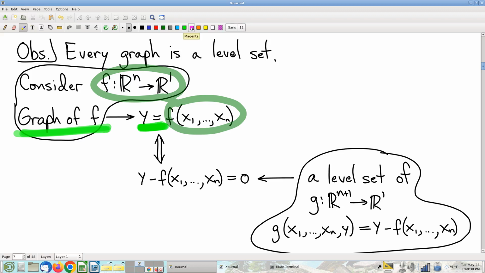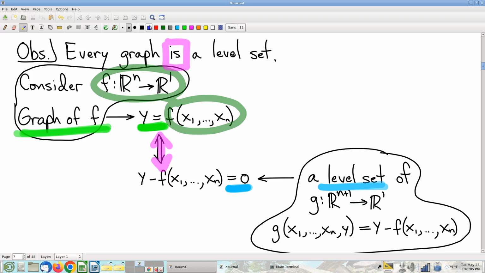Now let me be careful about this. What do I mean by "is"? I mean this algebra is equivalent to a level set. Now reminder, what is a level set? A level set is what you get when you set something equal to a constant. Now I do indeed have on the right hand side over here a constant. In this bottom equation, something is being set equal to a constant.